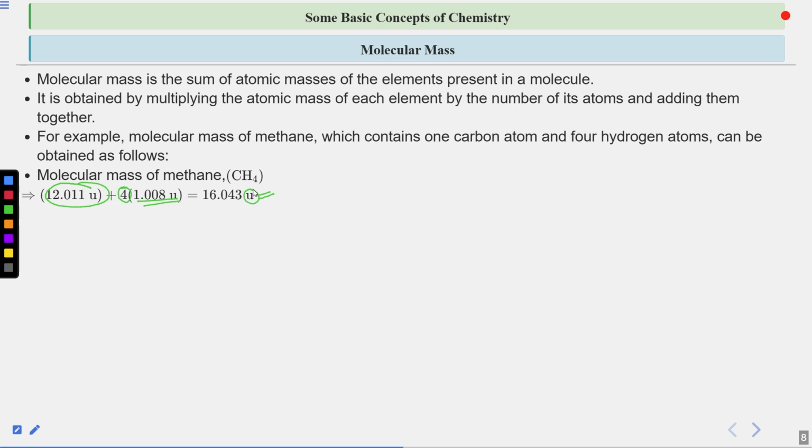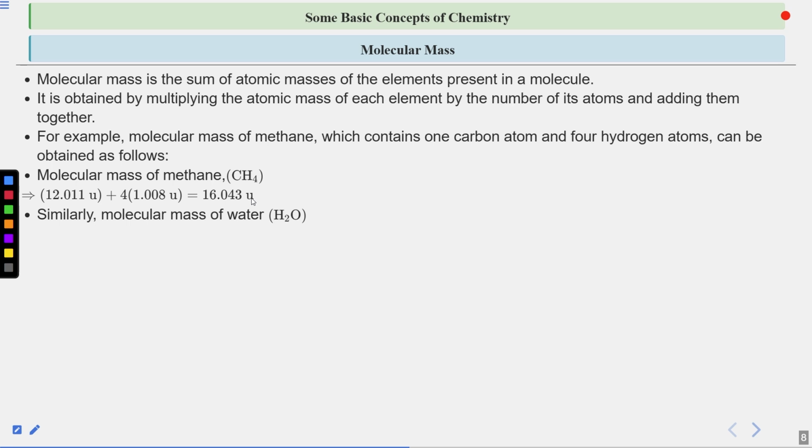It is unified mass. What is the unit of atomic mass? It is unified mass. Or in some cases, you will see AMU. But the latest convention goes along with the U.